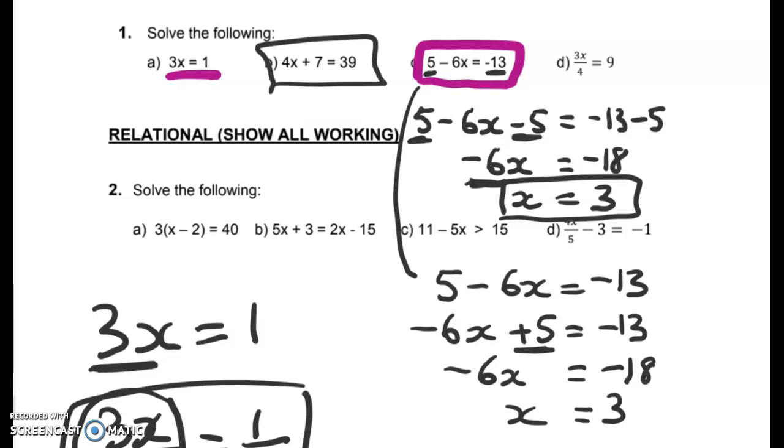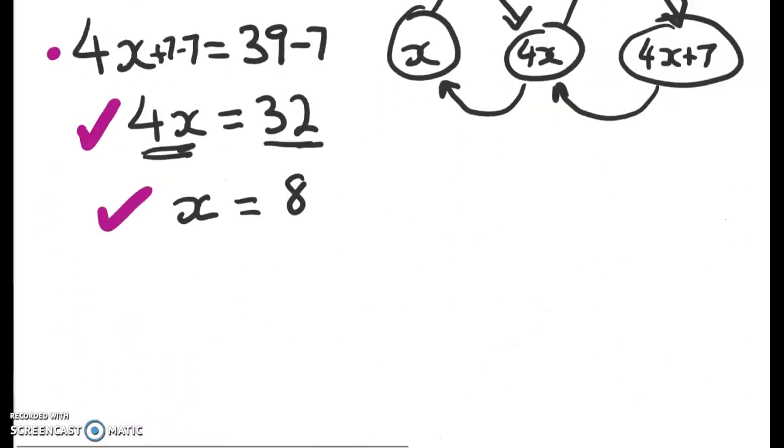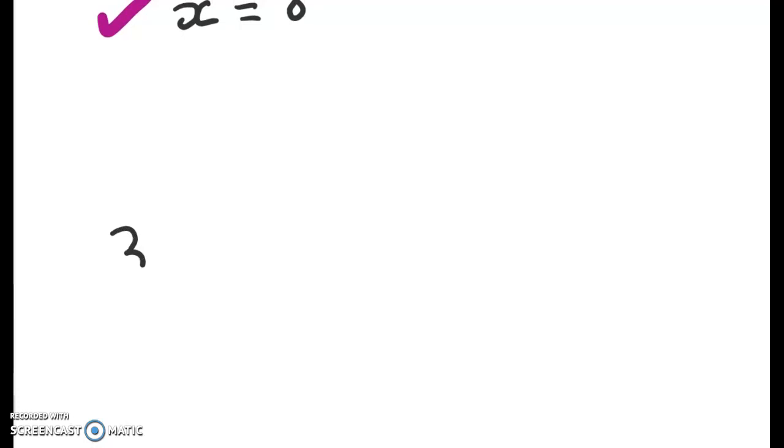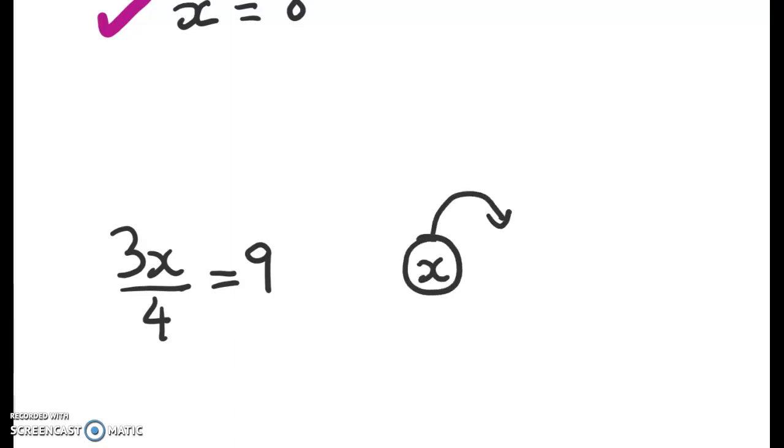In D, we've got multiplication and division to undo. So question D is 3x over 4 is equal to 9. Thinking again about how that got set up, we had a number x, we times it by 3, and then we divided it by 4.